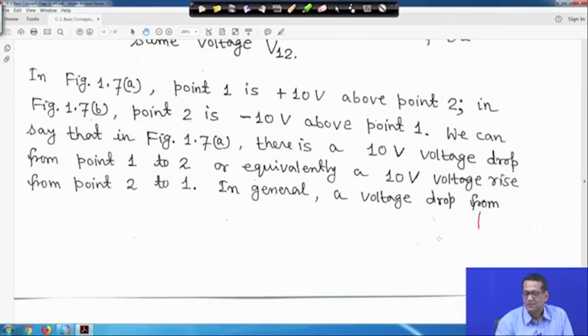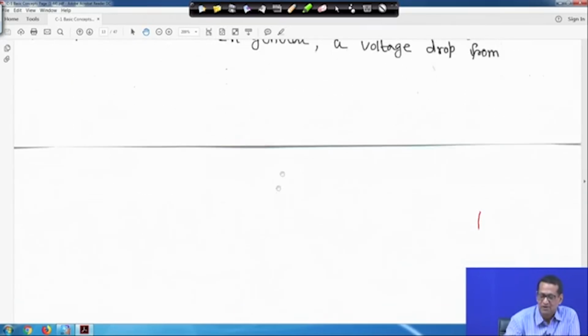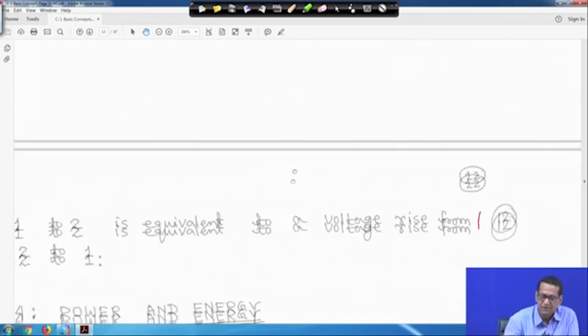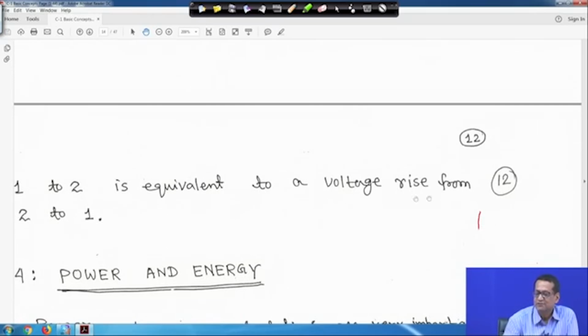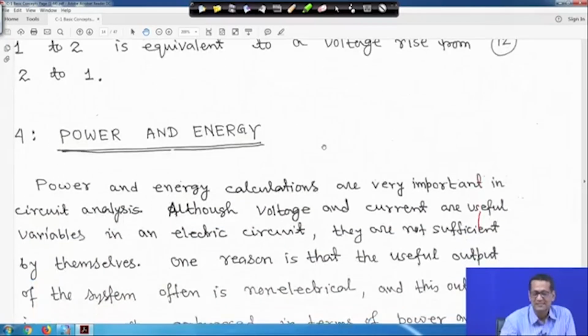Therefore, in general a voltage drop from 1 to 2 is equivalent to a voltage rise from 2 to 1, meaning is same. So, next is power and energy.